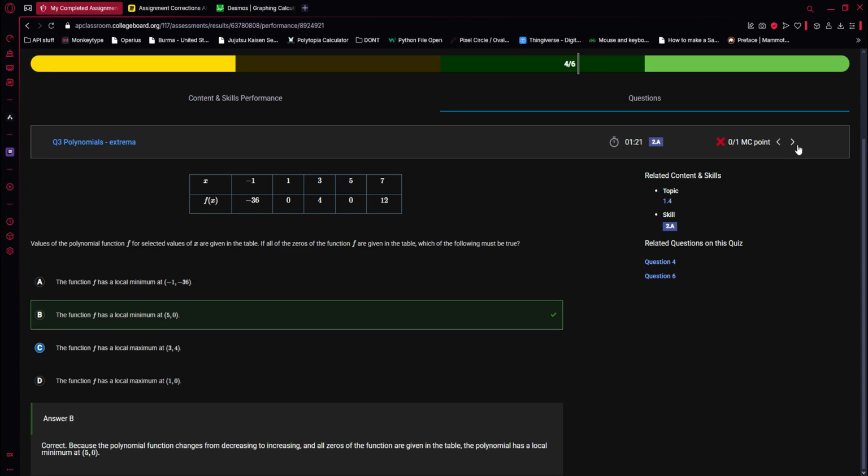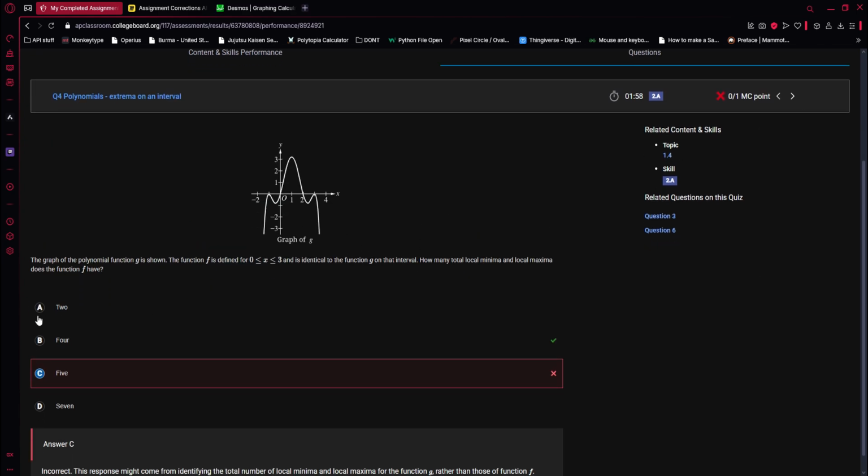Let's look at this right here. The graph of the polynomial function g is shown. The function f is defined for x is greater than or equal to 0 and x is less than or equal to 3 is identical to the function g on that interval. How many local minima and local maxima does the function f have?